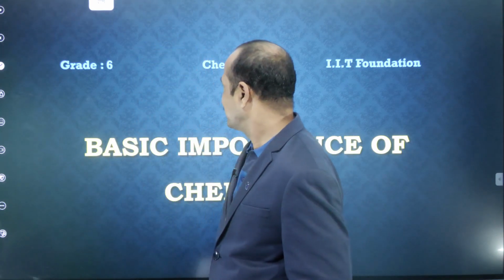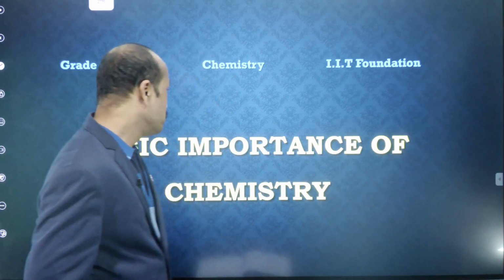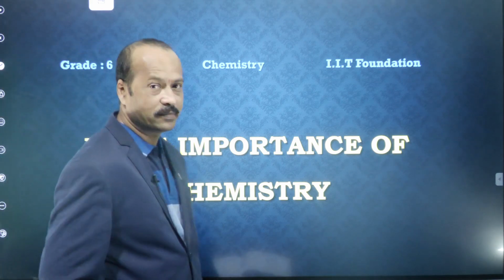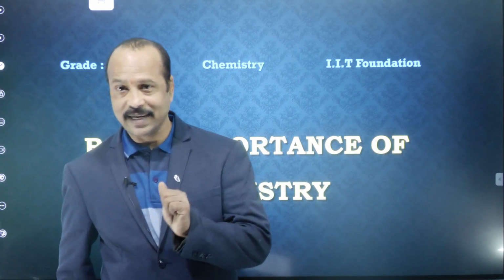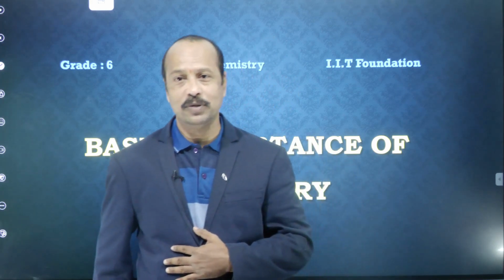So students, in grade 6 we started a chapter, Basic Importance of Chemistry, in which we completed the first synopsis, and in the previous class we started the second synopsis, right? What was the second synopsis? Did you remember? Very good. So we discussed some important apparatus which we use in the chemistry lab, right?